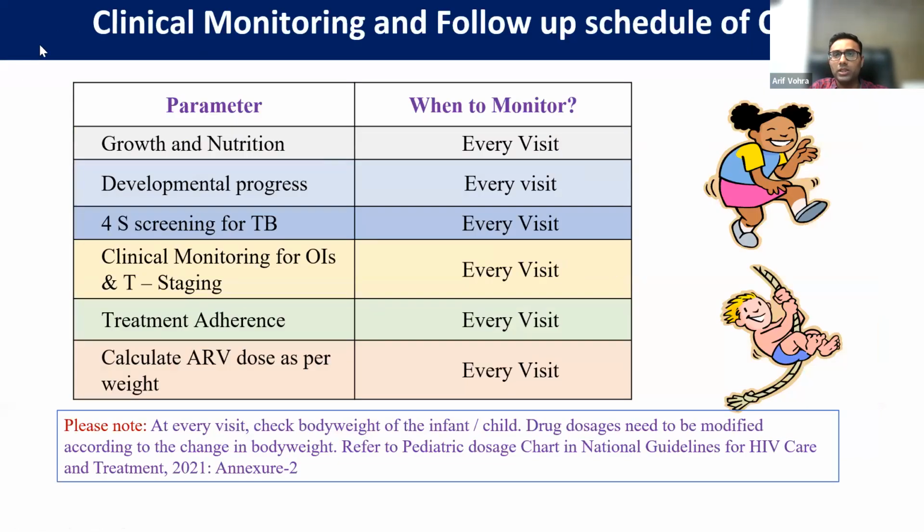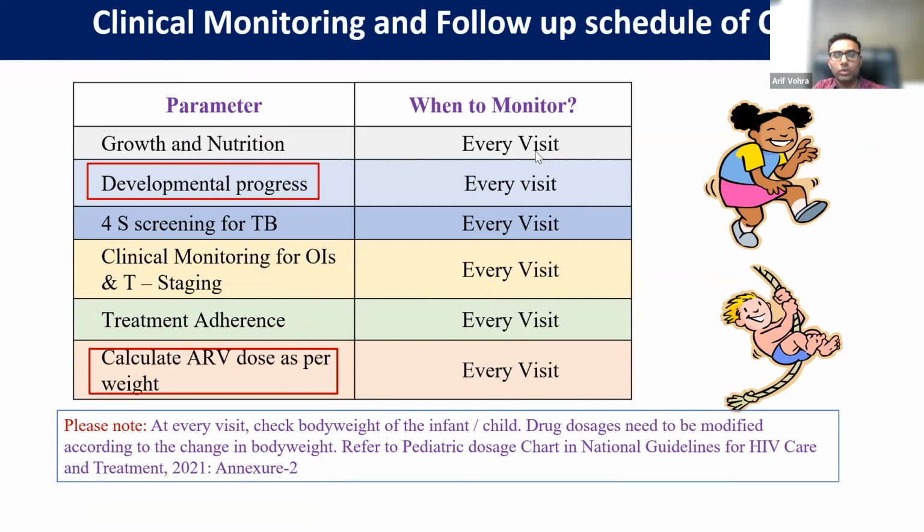Now, which are the parameters we need to monitor? So, growth and nutrition, every visit we need to monitor. The developmental progress, in every visit we need to monitor. We need to screen for tuberculosis in every visit. We need to monitor for OIs and WHO T-staging in every visit. We have to look for treatment adherence in every visit and calculate the ARV dose as per the weight.